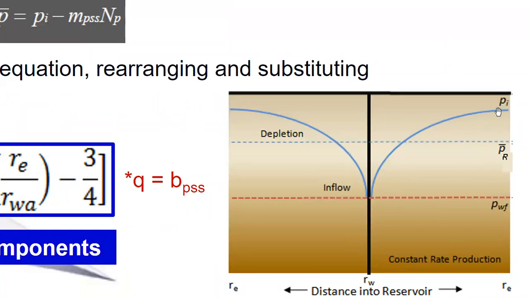So this is the major difference between static material balance and flowing material balance. It's a function of the depletion of reservoir volume, and also a function of the inflow, the completion efficiency of the well.